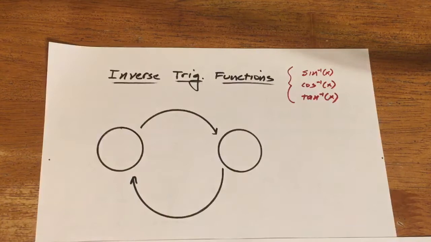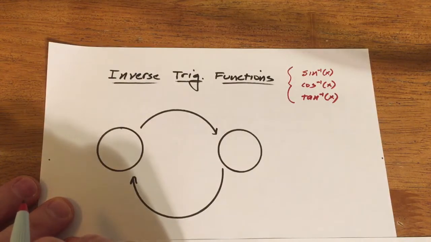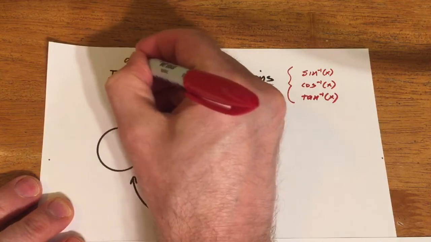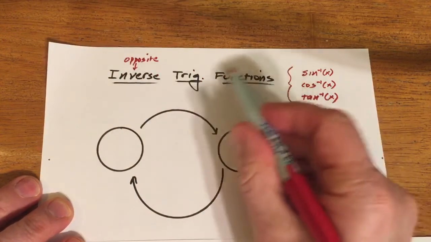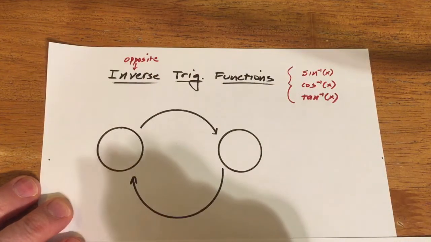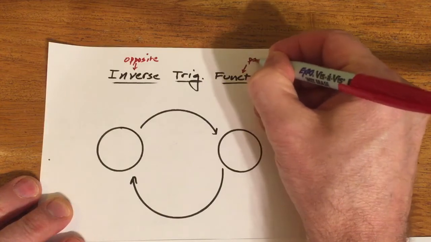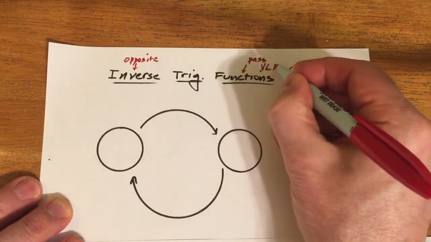Now, let's go ahead and just take a moment and review here. When we're talking about the word inverse, what does the word inverse mean? Hopefully you thought a little bit about the word opposite. What about the word function? What does the word function mean? Well, keep in mind that the graph of a function must pass the vertical line test. So I'm going to write pass the VLT, the vertical line test.